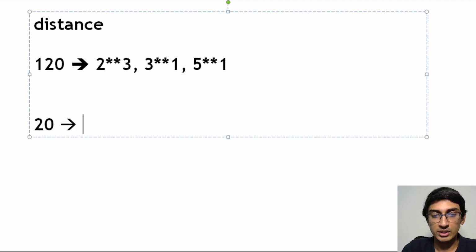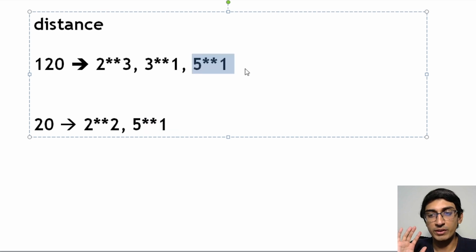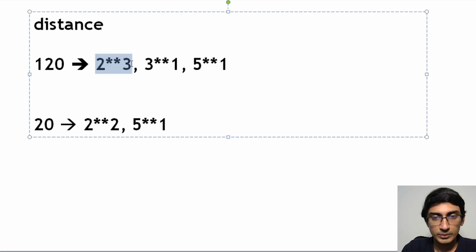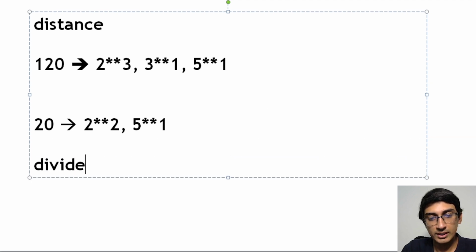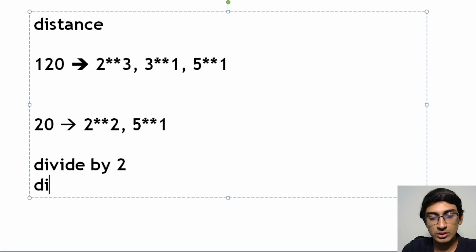For 20, what is that? For 20, I have 4 into 5, which is nothing but 2 square into 5. So what I am sure about is that in my final answer, I already have one factor of 5 here. I don't need to divide by 5. The only thing I need to do is divide this 2 cube to get 2 square, which means I have to divide by 2. So to reach here, I need to divide by 2, and then divide by 3, right?